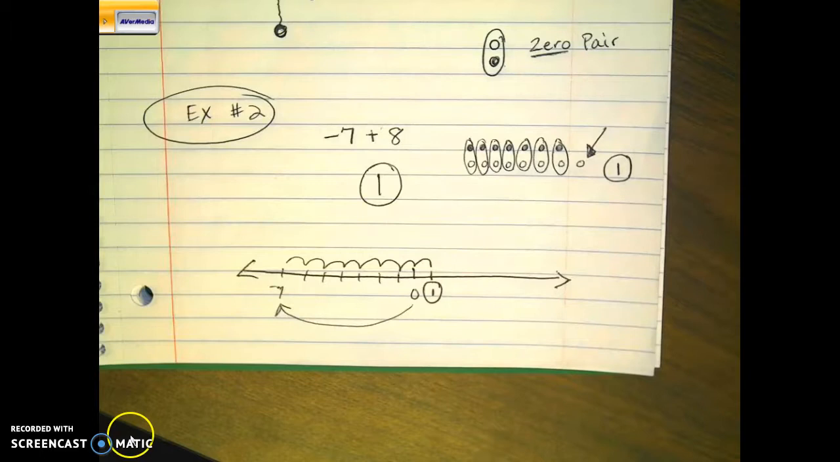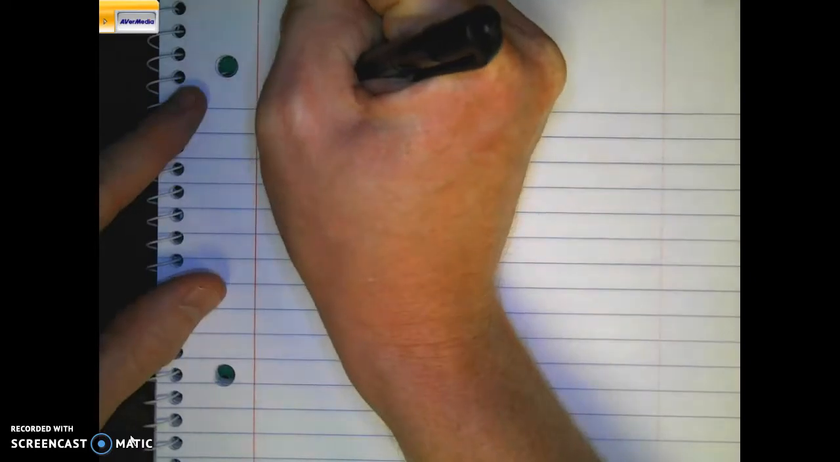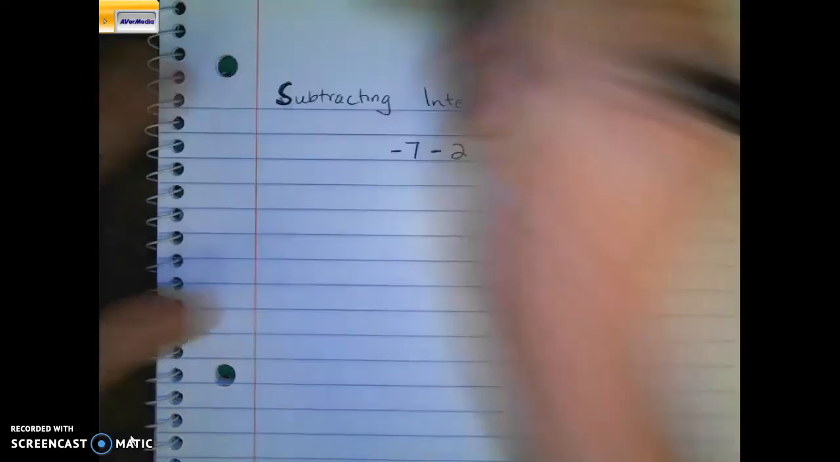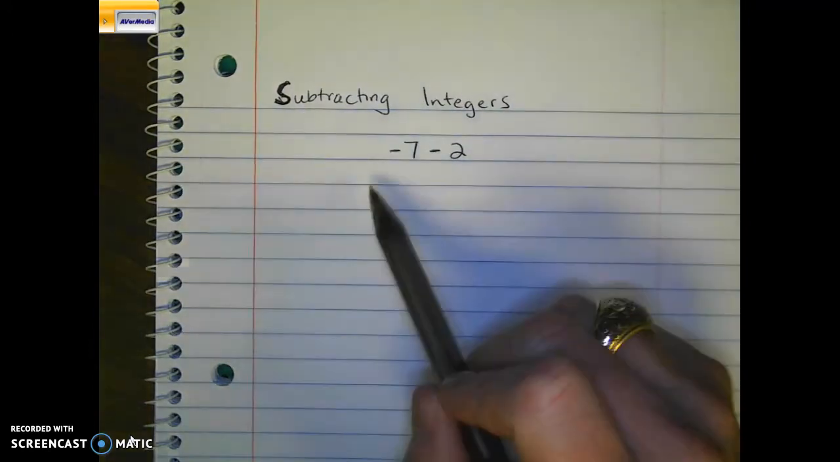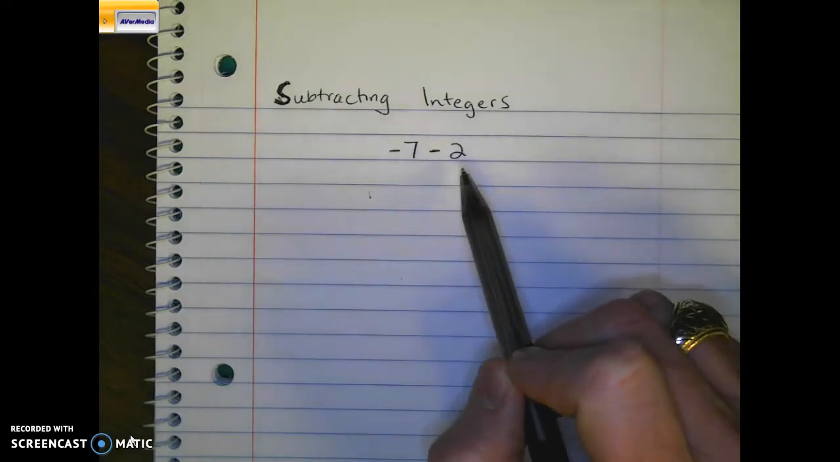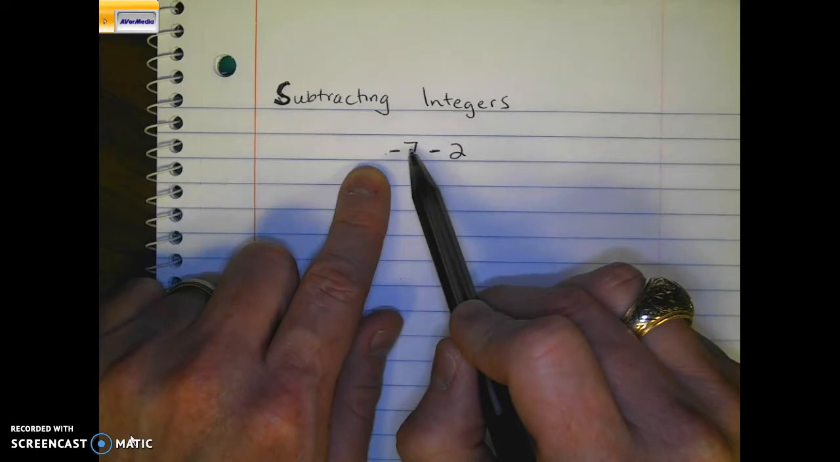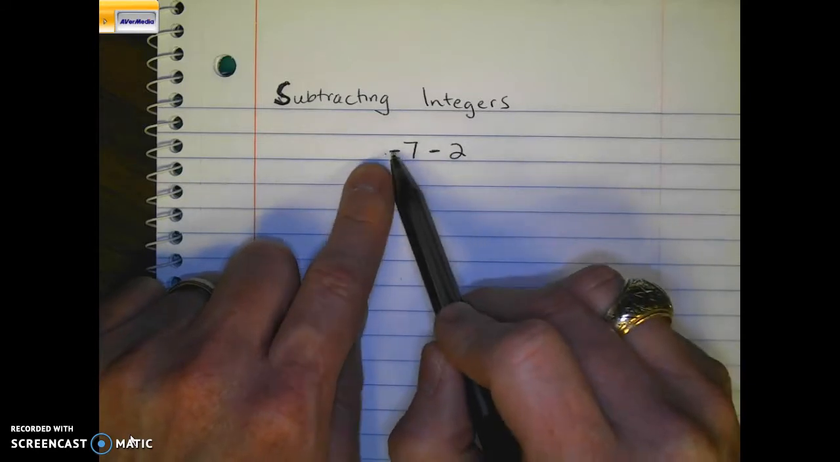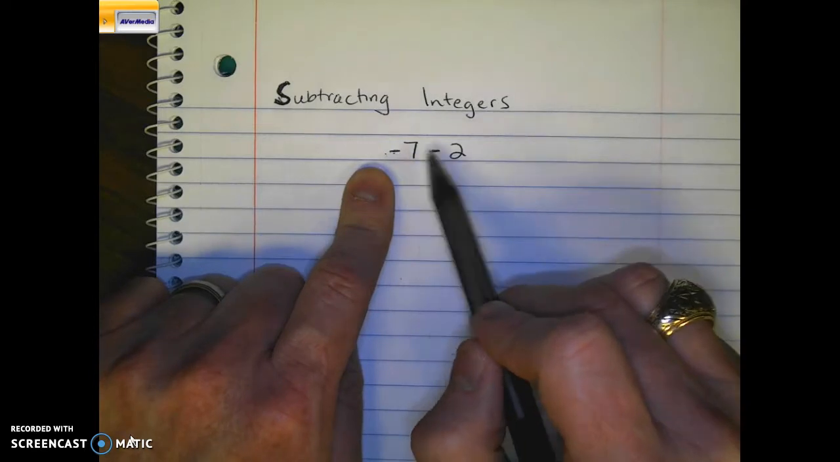Okay, now we're on to subtracting integers. Again, if you don't fully understand the adding integers, guys, we're going to go over it in class tomorrow. But right now we're going to move on to subtracting integers. Right here we have negative 7 minus 2. And earlier I talked about parentheses. I don't need to put parentheses around this. I can, I guess, but I don't need to because this isn't touching the operation symbol. So that says negative 7 minus 2.